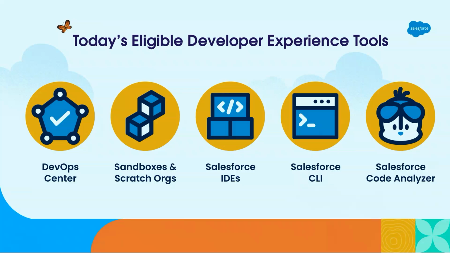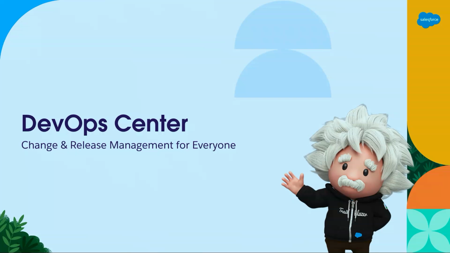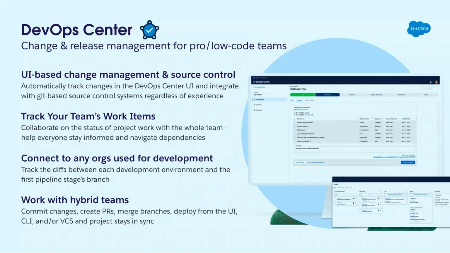Well, who's the first candidate, Danny? First profile we have is the DevOps Center. On our last session we had a lot of pro code developers, but DevOps Center I feel like would be very relevant for this crowd. Agreed. My favorite part of it is that it really helps everyone work with hybrid teams. I think we had 1 pro code developer, but also admins and low code developers. And it's a UI-based change management and source control.